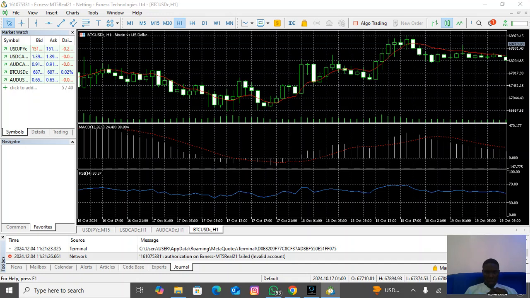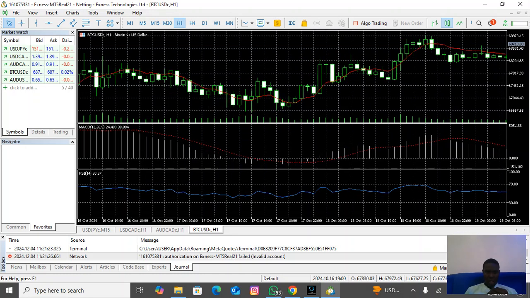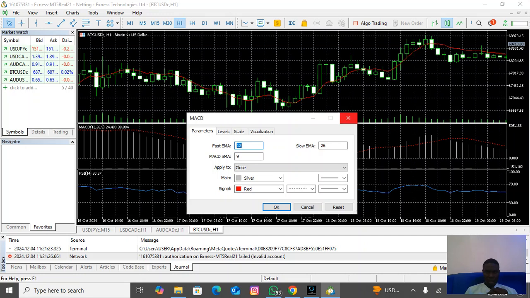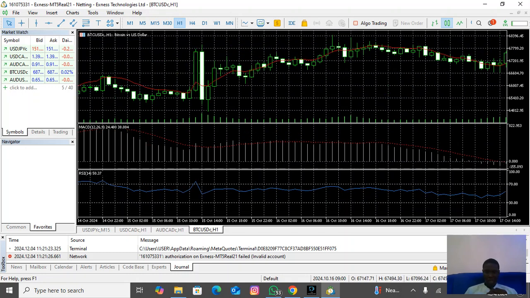All right. So this is the line right here, the histogram line, and the signal line is this red line you're seeing right here. That's the signal line, and the MACD line is this vertical line you're seeing right there. So that's it, and that's the most common indicator we have.